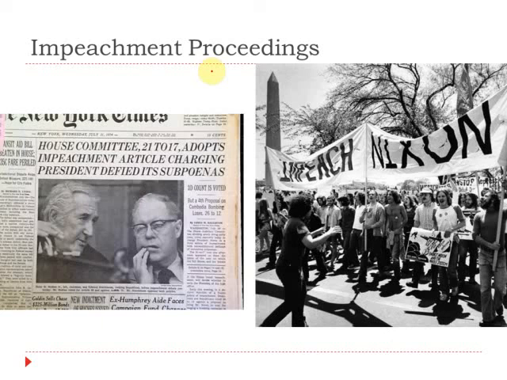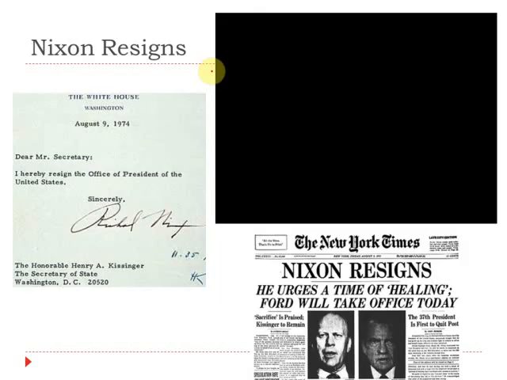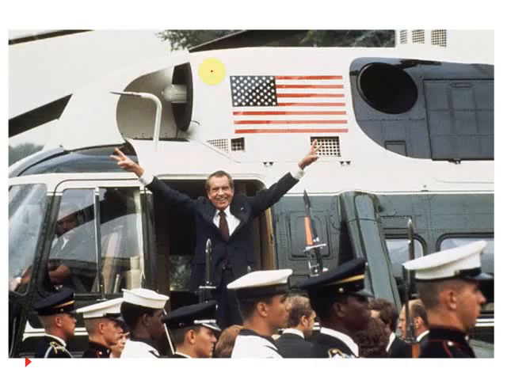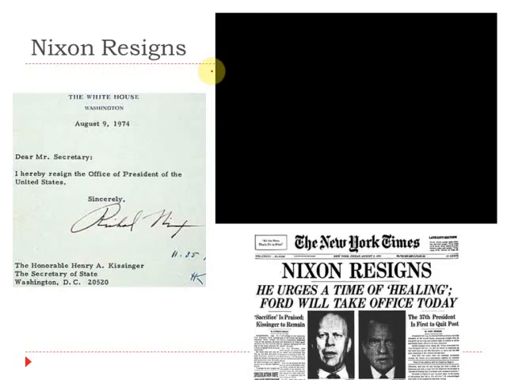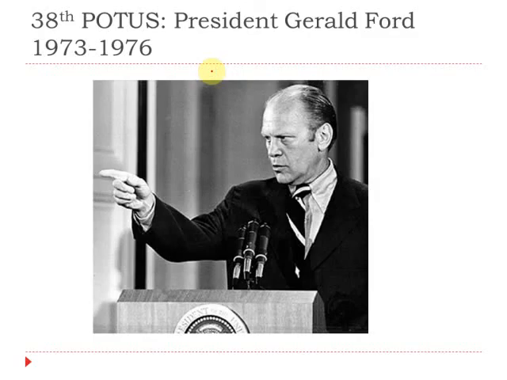So knowing that he's going to go to trial, he says what? You know what? Screw it. And Nixon resigns. So Nixon resigns in 1974. Here he is resigning, saying, nope, no, I'm done. Again, here's his letter. I hereby resign the office of the President of the United States in 1974. And as a result, Gerald Ford will become the next President of the United States, his Vice President.